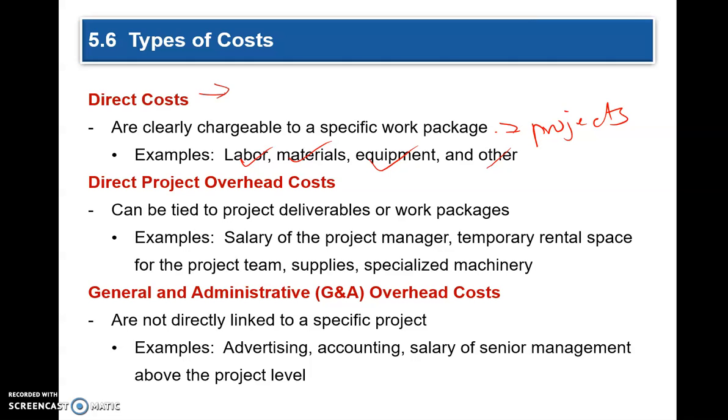G&A costs, or the general administrative costs, are not directly linked to a particular project. For instance, advertising, accounting, salary of senior management above the project level, and so on and so forth.